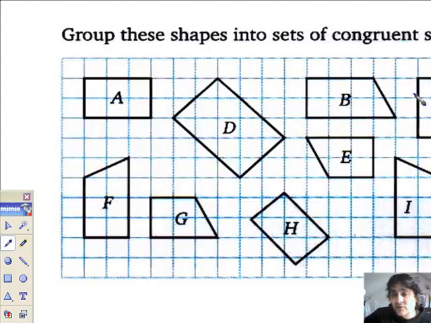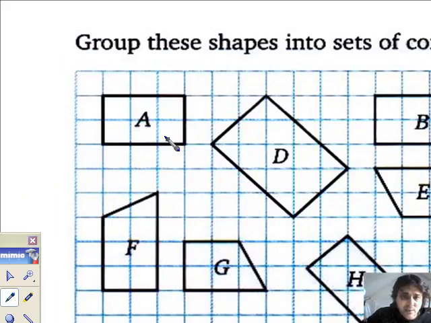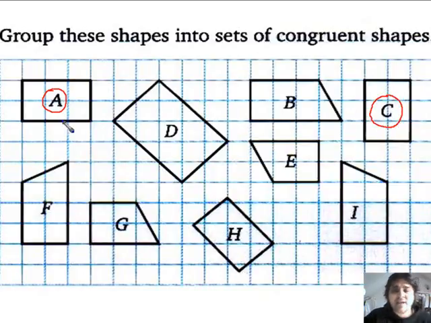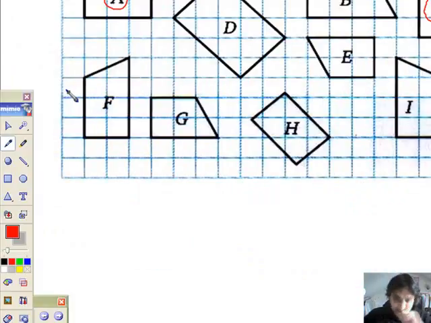That doesn't make it congruent to C. But look, if these are all rectangles, and 1, 2, 3, 4, 5, 6 is a 2 by 3, and the C is also a 3 by 2 or 2 by 3. It's been flipped round the other way. So I'm going to match A and C together. They're identical shape and size. All the corresponding lengths are the same, and all the angles are the same.